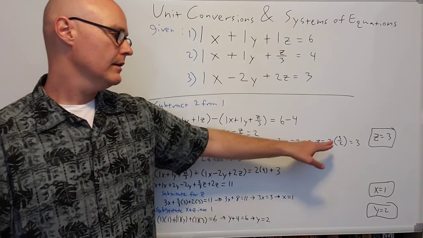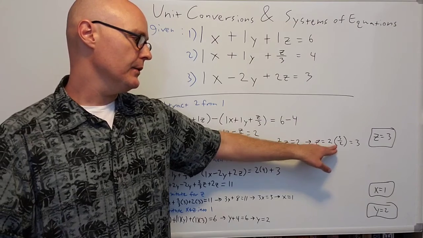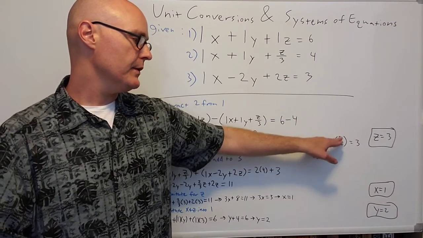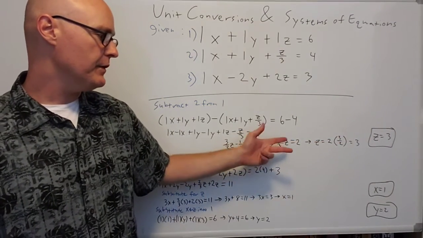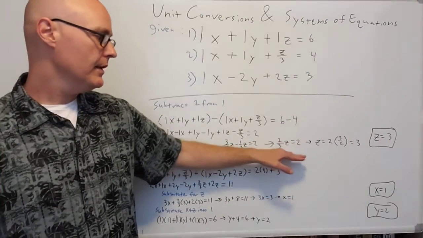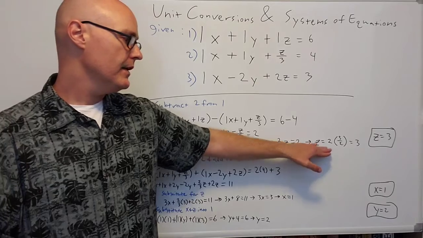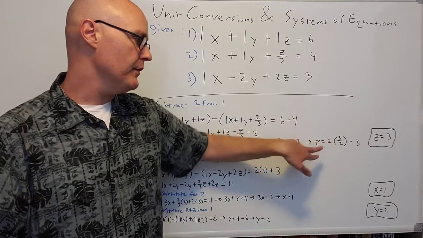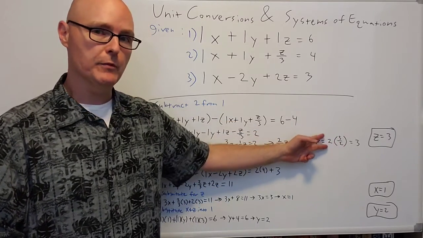Therefore, z is equal to 2 times 3 over 2. Don't forget you have to invert the fraction, right? So if I divide both sides by 2/3, I'm dividing 2 by 2/3, that's going to invert and multiply. So I invert the 2/3 and multiply by the 2.